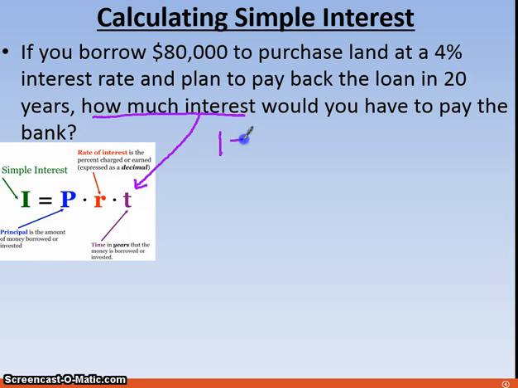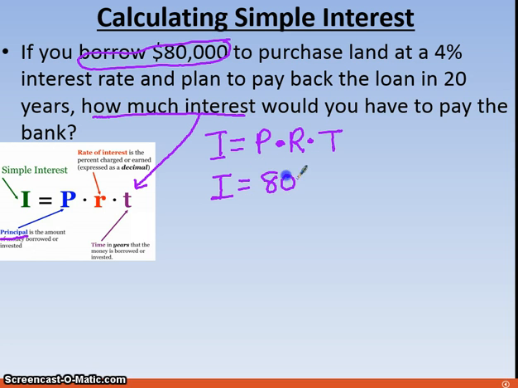So I know that our formula is I equals P times R times T. Now, the interest is the value that we don't know. It says how much interest, so we don't know that. So I'm just going to leave the I written there. I know that P stands for the principal, the amount of money that I plan to borrow. How much money do I plan to borrow? $80,000. I'm going to borrow $80,000. So instead of writing the P, I'm going to write 80,000.